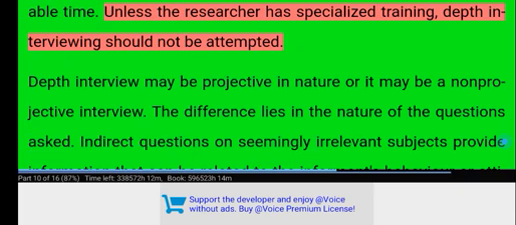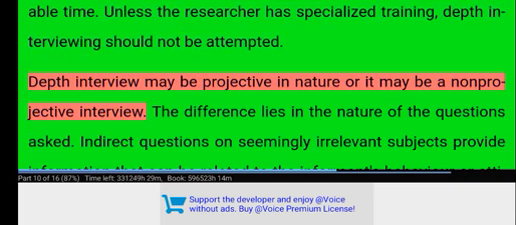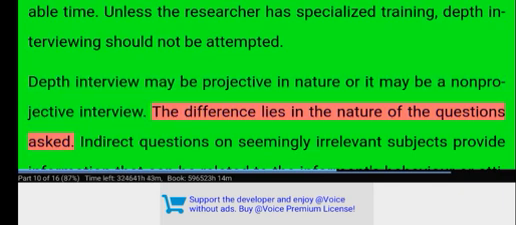Unless the researcher has specialized training, depth interviewing should not be attempted. Depth interview may be projective in nature or it may be a non-projective interview. The difference lies in the nature of the questions asked.